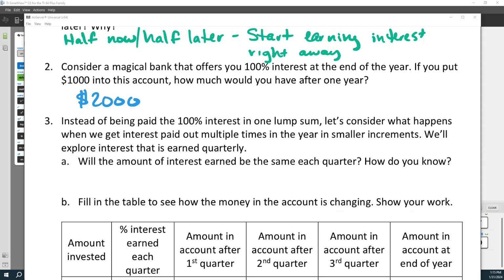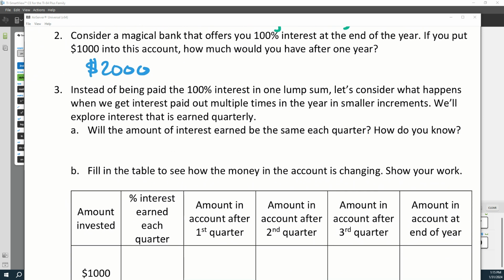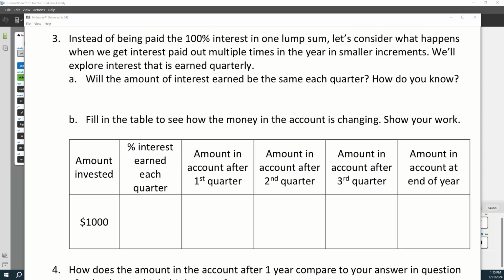All right, so the rest of this problem, we're doing this 100% interest in a year situation. So instead of being paid 100% interest in one lump sum, let's consider what happens if we get the interest paid out multiple times through the year in smaller increments. And so let's first talk about if this interest is earned quarterly. So will the amount of interest earned each quarter be the same?